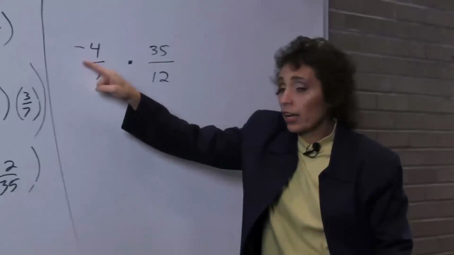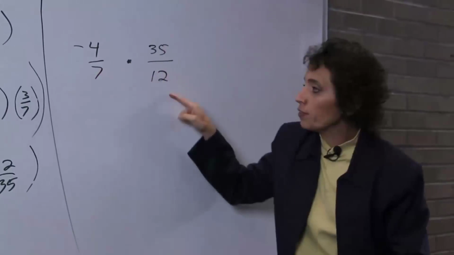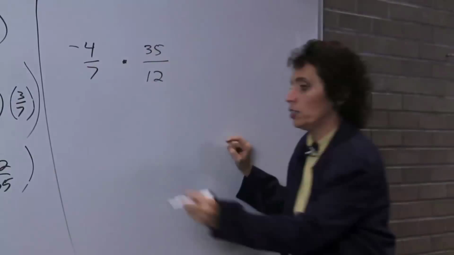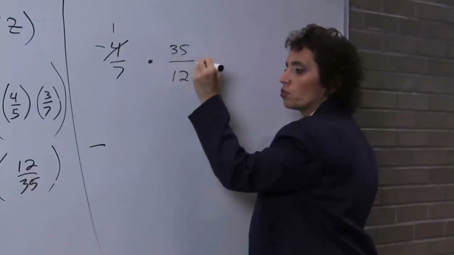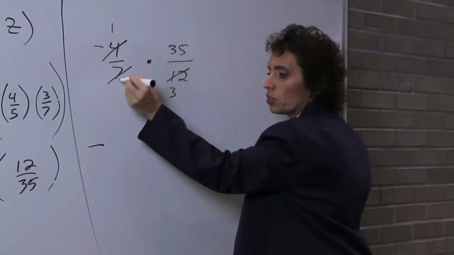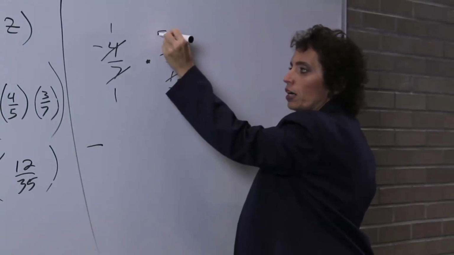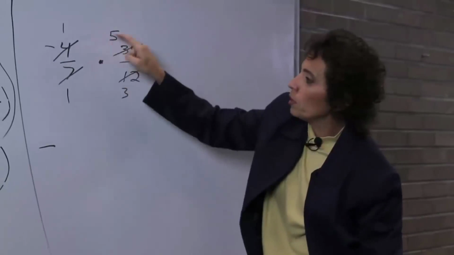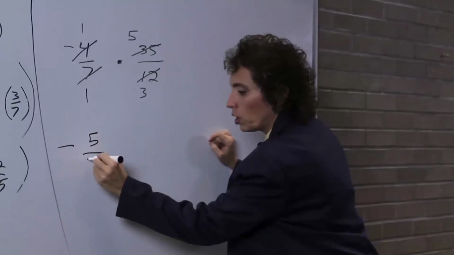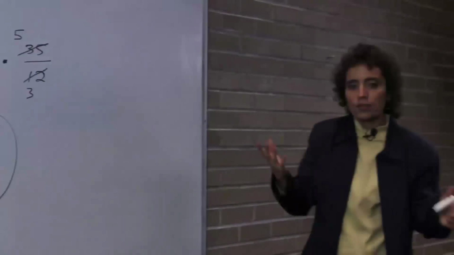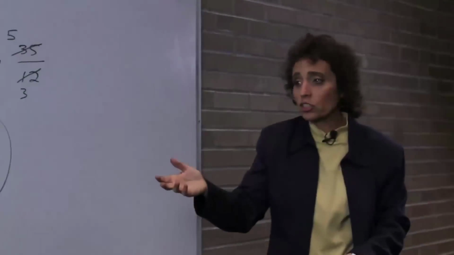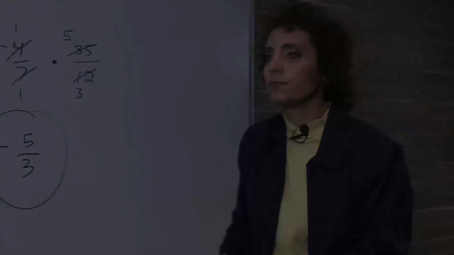Now, what I would do is take care of the sign. The signs are different. This is negative. This is positive. Now I'm going to reduce. 4 goes into 4 once. 4 goes into 12 3 times. 7 goes into 7 once. 7 goes into 35 5 times. 1 times 5 is 5. 1 times 3 is 3. Again, an improper fraction. Who cares? All right. And that takes care of division of fractions. Next, we're going to add and subtract them.